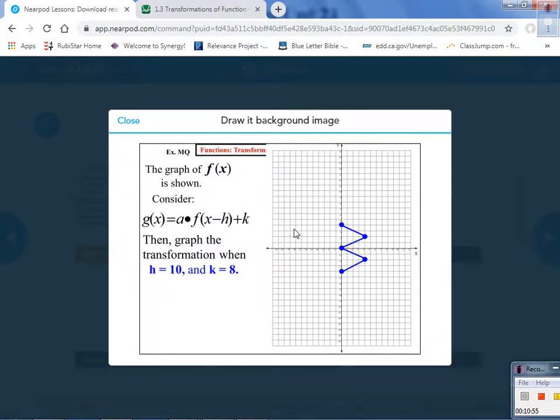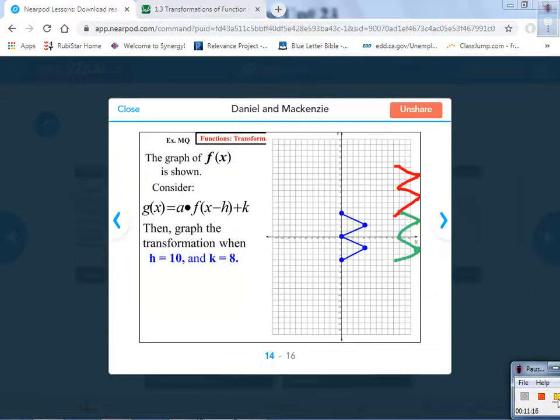Now for this one, look up. Do they ask you to do A? No. So this one goes straight to H, and then at the end it finishes with K. Therefore, do the transformations, please. Ready? Go. The correct answer should be on your screen.